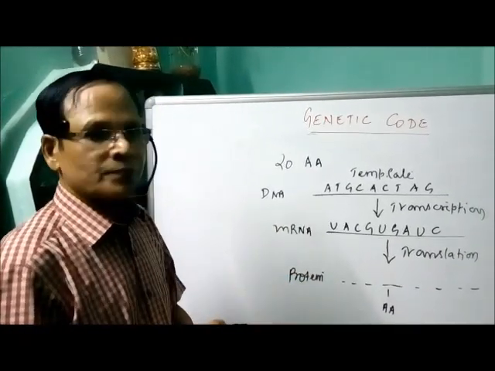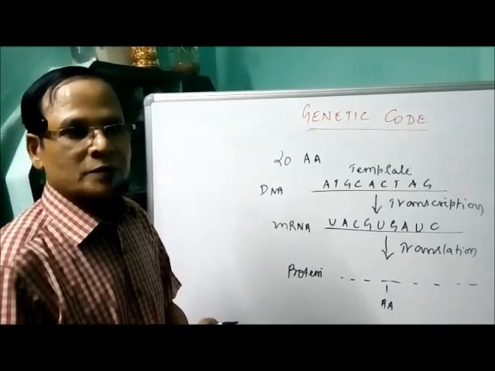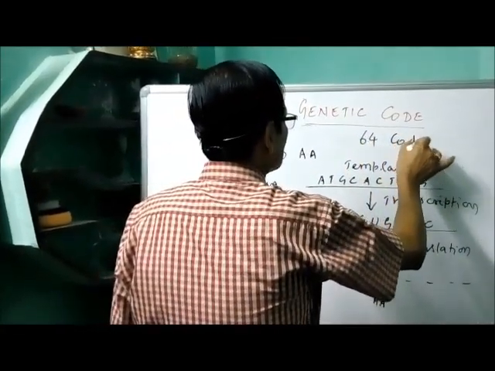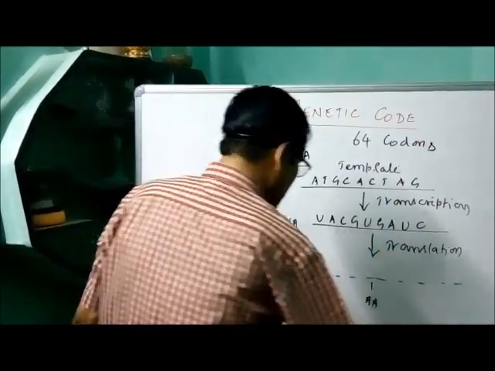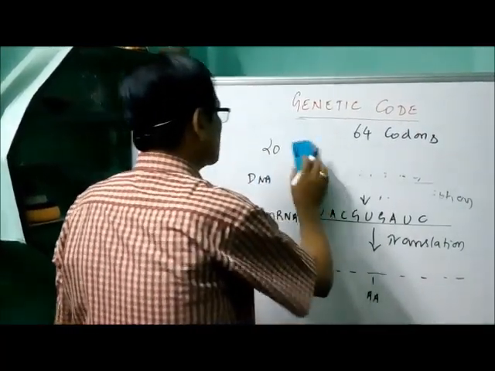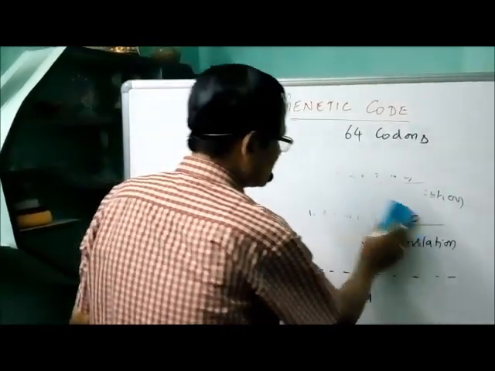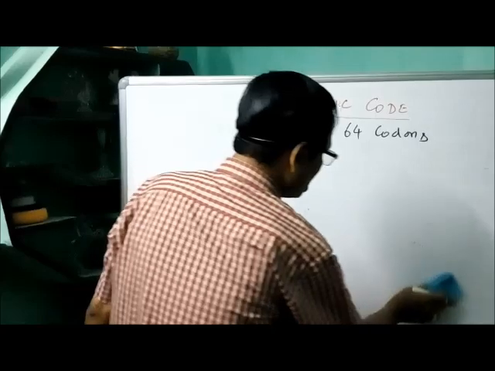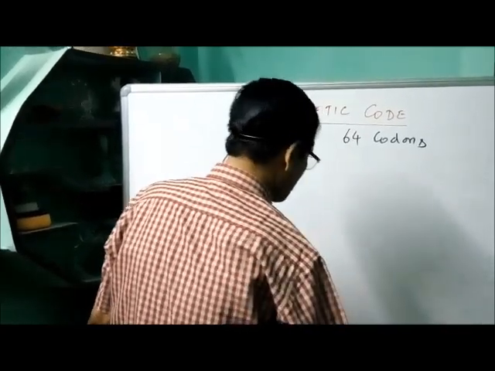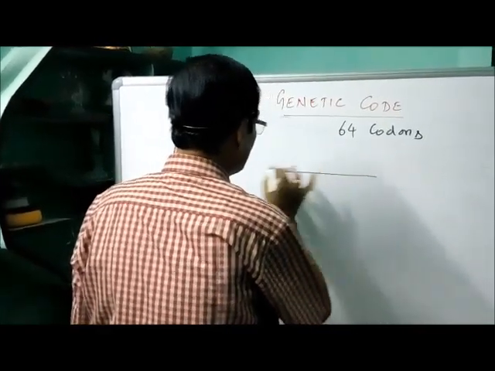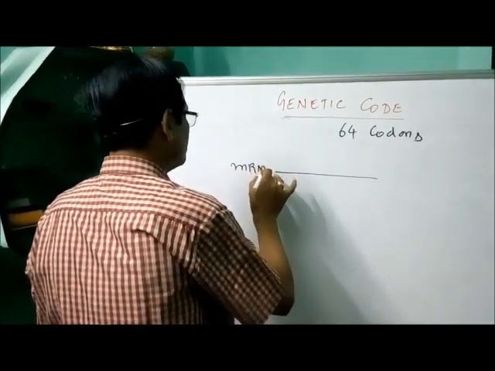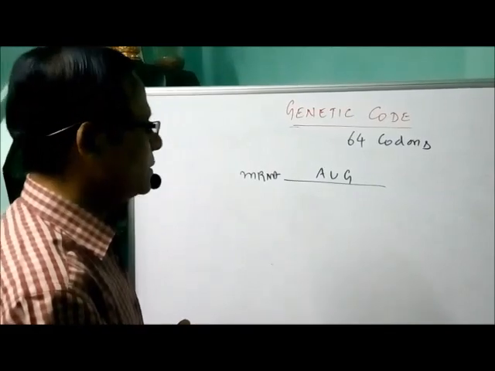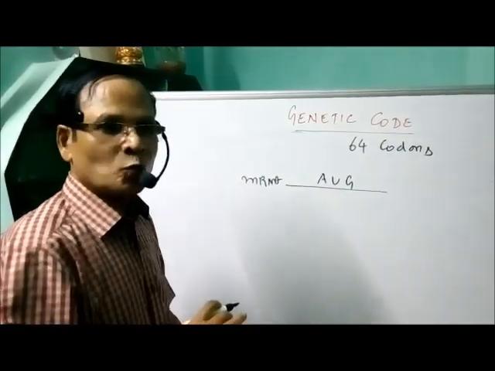In nature, in living organisms, there are 64 codons. What are codons? A set of 3 nucleotides, a set of 3 bases carried by mRNA. Suppose I am taking this is mRNA. I am taking just a set of 3 bases. They carry the message for one amino acid.